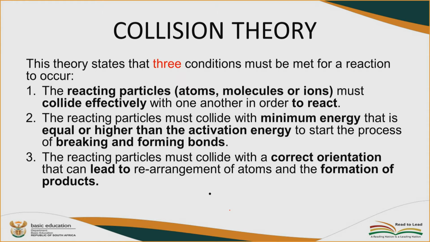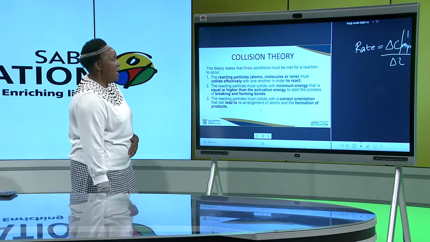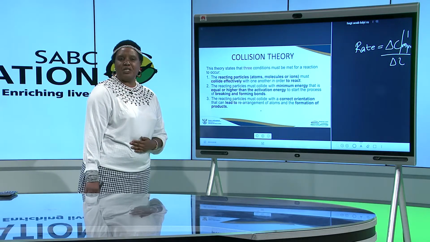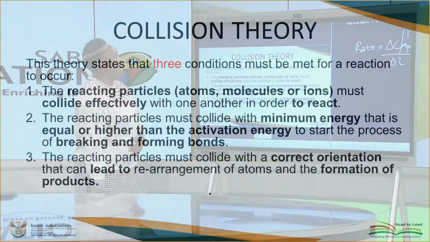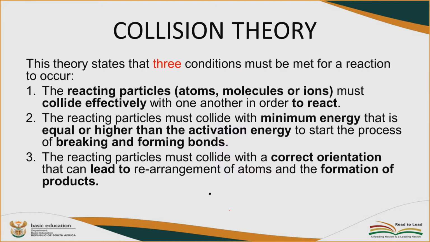Your rate of reaction must always be a positive number. Collision theory. What is collision theory? This theory helps us to explain why a reaction takes place. In order for this reaction to take place, there must be 3 conditions that must be met. Condition number 1, these reacting particles must collide effectively. And when they collide effectively, they must collide with minimum energy. Don't forget that minimum energy. This minimum energy is the activation energy that we defined at the beginning when we were dealing with the objective of the lesson.